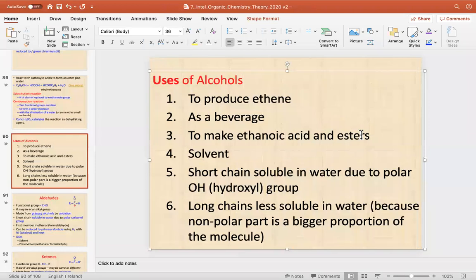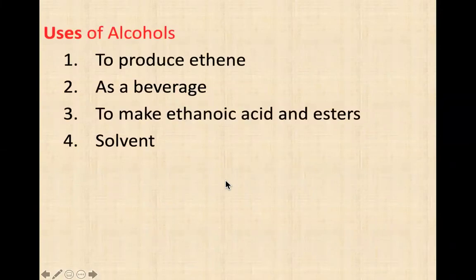We can use them as a solvent when you get your Tommy Hilfiger aftershave or perfume or whatever. The alcohol is the main solvent there. Short chain ones are soluble in water due to the polar hydroxyl group. Long chain ones are less soluble in water because the non-polar part is a bigger proportion of the molecule. So that's the alcohols. Now we move on to the aldehydes.